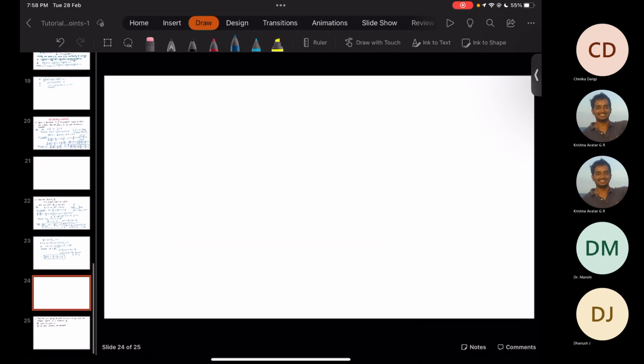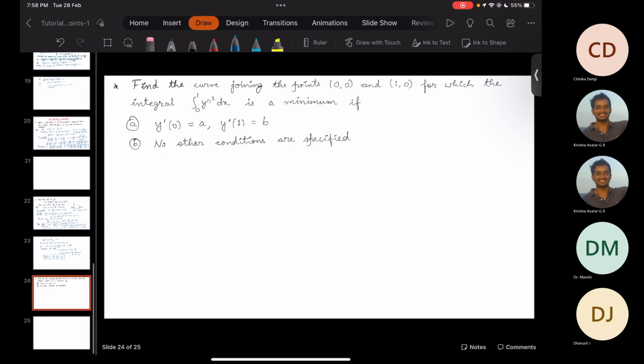Now let's solve the last problem in the series. So the problem asks us to find the curve joining the points 0, 0 and 1, 0 for which the integral from 0 to 1 of y double prime is a minimum, if y prime of 0 is equal to a and y prime at 1 is equal to b. Fine. So solution.